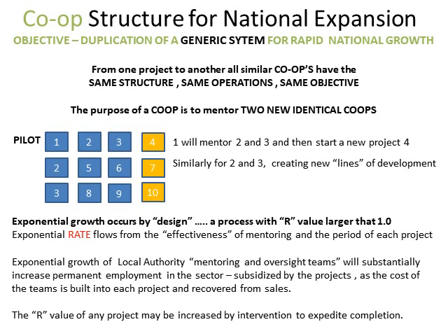You have pilot project number 1. Each of those pilot projects, through the term of the project, mentors 2 new teams, 2 and 3, and then starts another one, which would be the 4th project. So 1 will mentor 2 and 3 and then start a new project 4. Similarly, 2 and 3 will start new projects and new teams through the course of their projects. Number 2 would create 5 and 6 and then start number 7 itself. Number 3 would create 8 and 9 and then start another project itself.